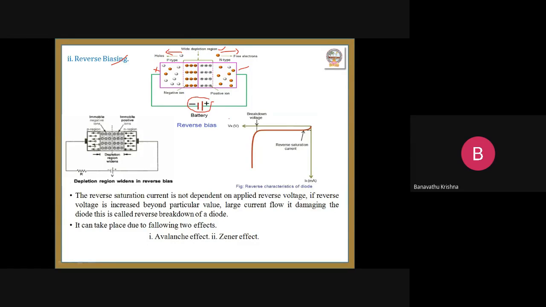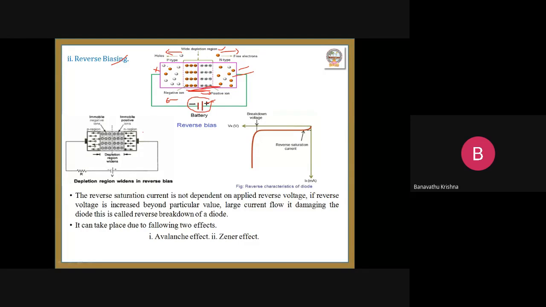Why? Because here it is a positive charge, and here the electrons are negatively charged particles. The electrons are always attracted towards the positive terminal or positively charged area. Here the holes are positive charge ions, and here we are applying the negative terminal. The holes are always attracted towards the negatively charged area. So they move in opposite directions, and the depletion region increases. Okay? This is the reverse bias condition.